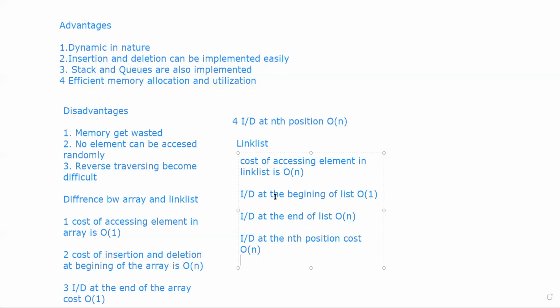As you can see, there are two scenarios in array where the time complexity is constant, and on the other hand, there is only one scenario in linked list where insertion and deletion at the beginning of the list will cost big O of 1. Apart from that, all the operations will cost big O of n. Thus, you can say array excels everybody in accessing the element and inserting and deleting at the end.